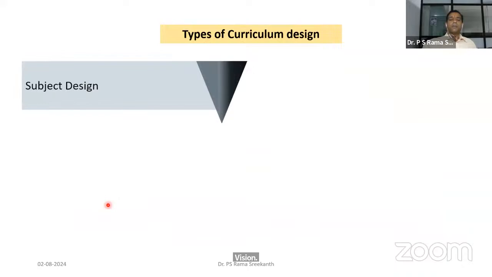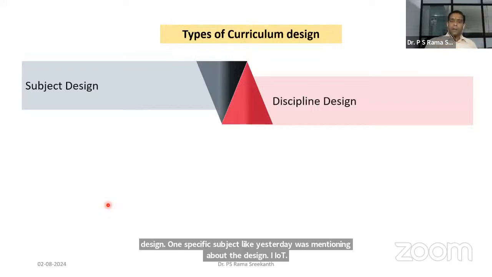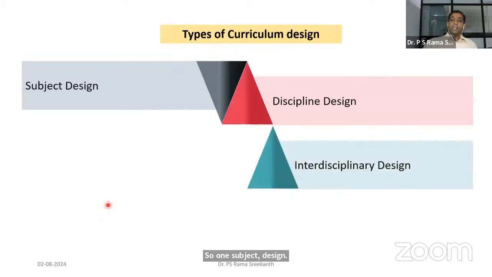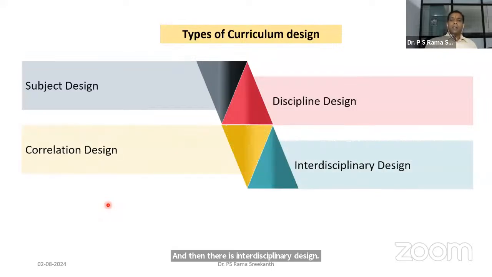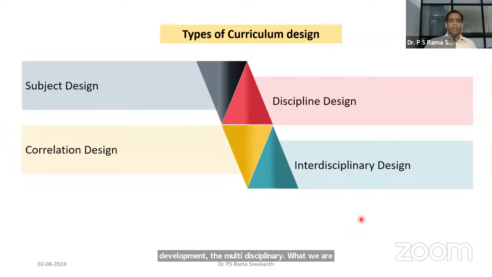Now, types of curriculum design: if you see, there is a subject design. You can design for a discipline. Discipline means, say, computer science, mechanical or ECE. Subject design is one specific subject, like yesterday Dr. Shendu was mentioning the design of IoT. So that is one subject design. And then there is a correlation design, and then interdisciplinary design. Sorry, I think correlation design goes first, and interdisciplinary design goes last. Interdisciplinary design is nothing but holistic development, the multidisciplinarity we are speaking of. So, subject design.